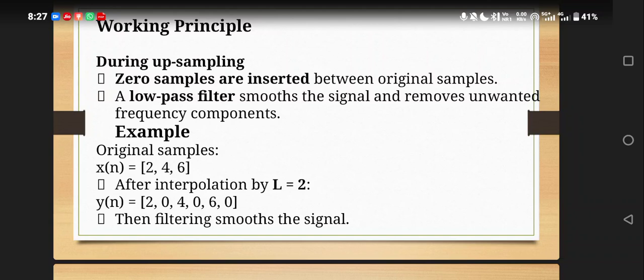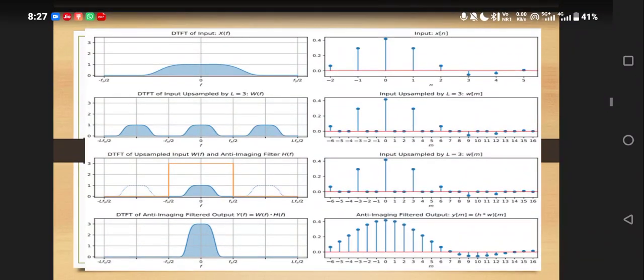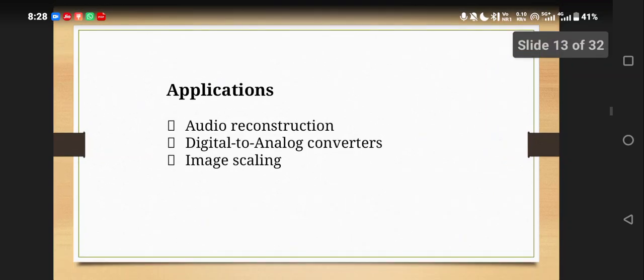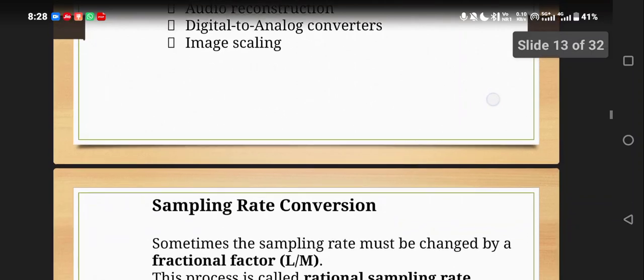Working principle. During upsampling, zero samples are inserted between original samples. A low-pass filter smooths the signal and removes unwanted frequency components. If the original samples x of n are 2, 4, 6, then after interpolation by L equal to 2, y of n becomes 2, 0, 4, 0, 6, 0. Then filtering smooths the signal. The upsampling and the corresponding waveforms are represented in the slide. What are the applications of upsampling? Audio reconstruction, digital to analog converters, and image scaling.